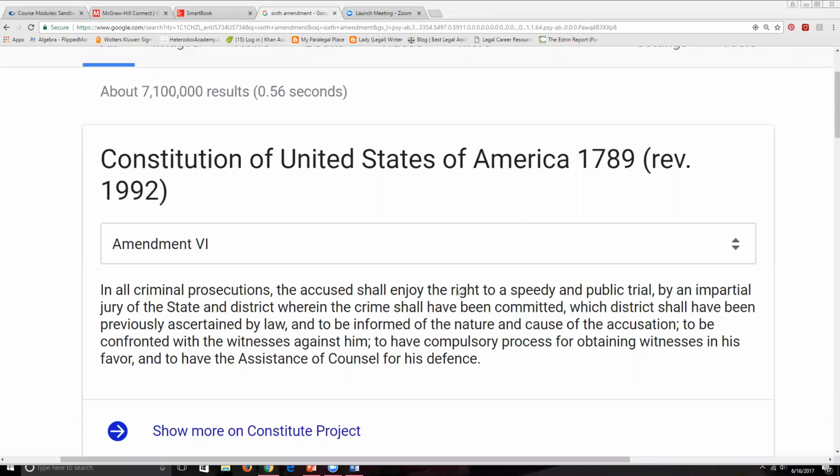So in criminal cases, the accused shall enjoy the right to a speedy and public trial, right 1, by an impartial jury, right 2, by an impartial jury of the state and district wherein the crime shall have been committed, which district shall have been previously ascertained by law, and to be informed of the nature and cause of the accusation, number 3, to be confronted with witnesses against him, number 4, and to have compulsory process for obtaining witnesses, that's subpoenaing power, in his favor, and to have the assistance of counsel. So we have 1, 2, 3, 4, 5, 6 rights.